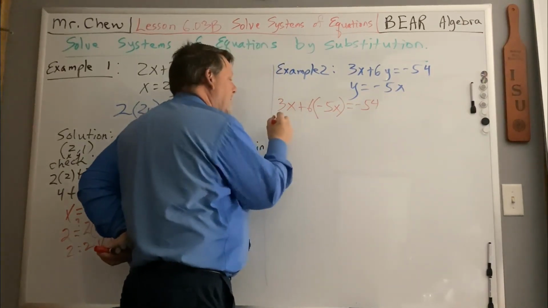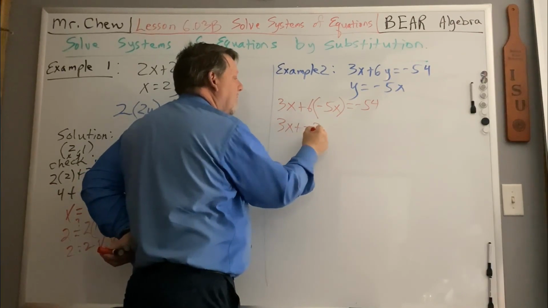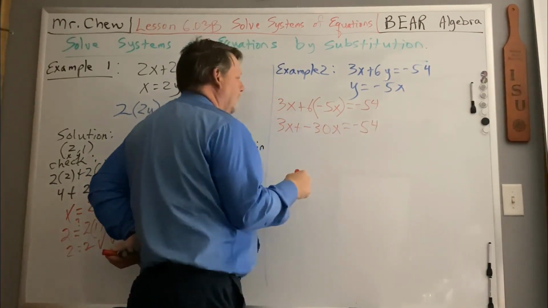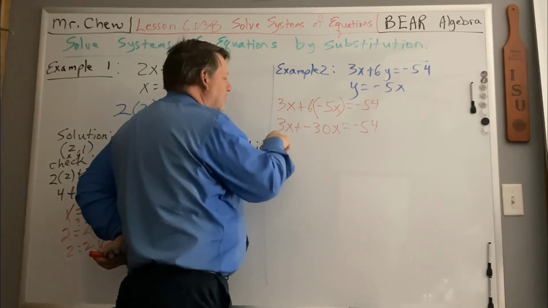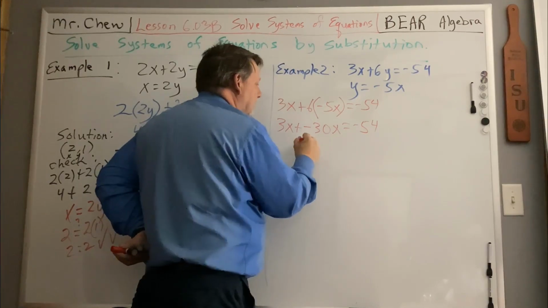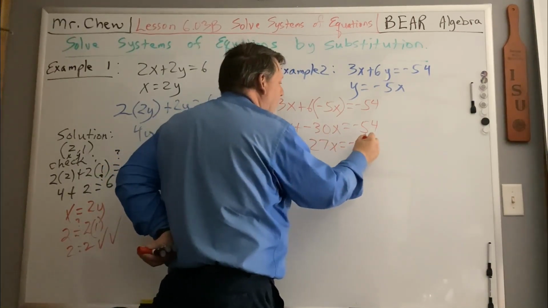All right, now I'm going to simplify this. 6 times negative 5x is negative 30x. That equals negative 54. So 3x plus negative 30x is negative 27x equals negative 54.